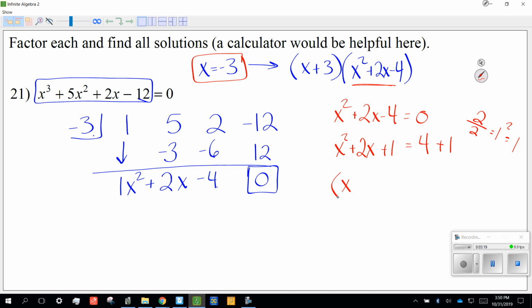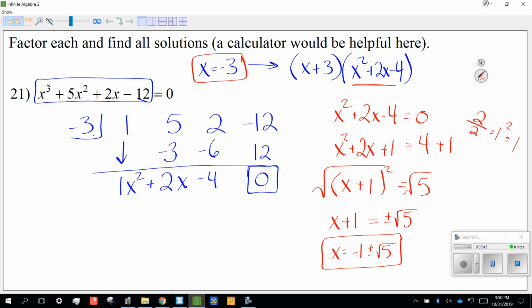Then we factor the left side. So factors of 1 that add up to 2. It's just 1. And that's equal to 5. Square root of both sides. So x plus 1 is equal to plus or minus the square root of 5. Then we subtract the 1 over: -1 plus or minus the square root of 5. And there are our other two zeros.